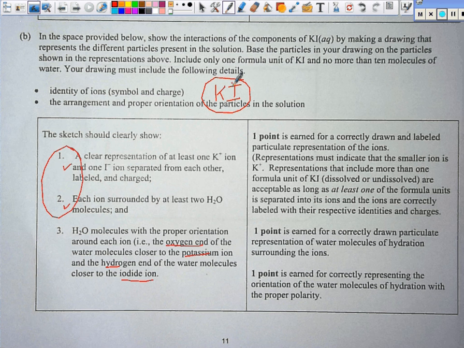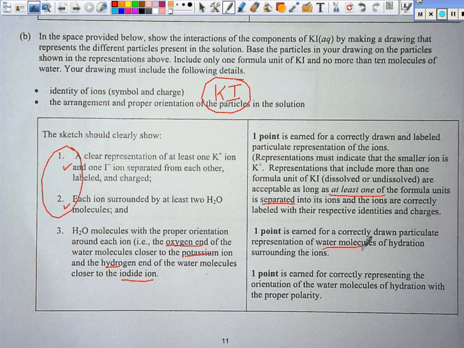So you see how they're not going to kill you if you add a solid? They're still going to give you some points. So I just wanted you to see that as well. The next one: 1 point is earned for a correctly drawn picture of the water molecules. Again, that would have just been water around it. And the last one was for the proper polarity or the orientation. Okay. Any questions on that right there?